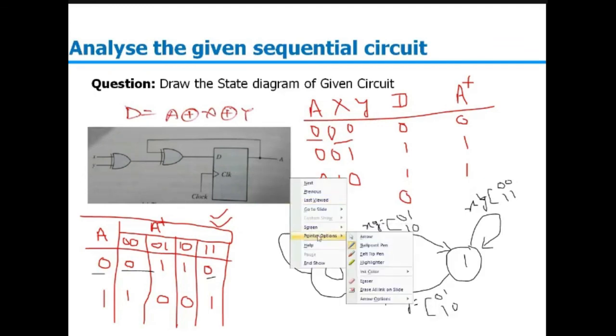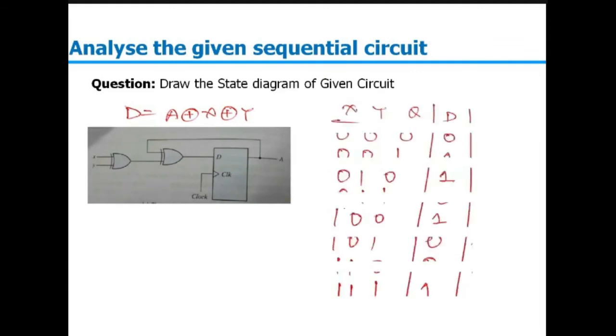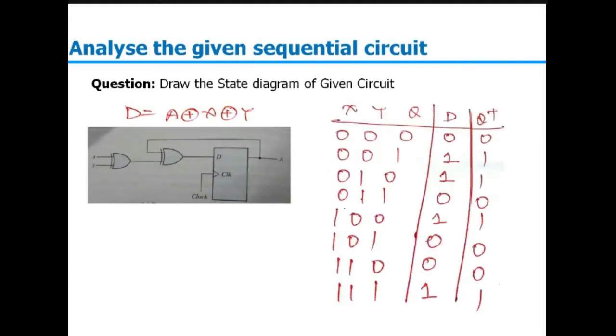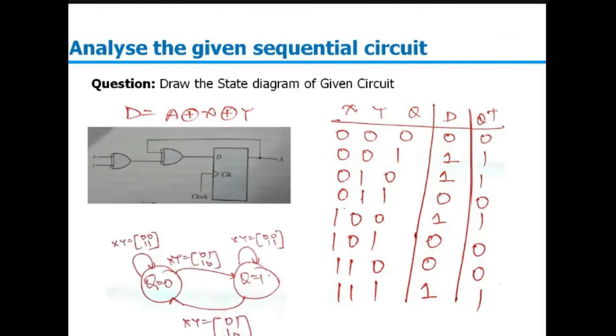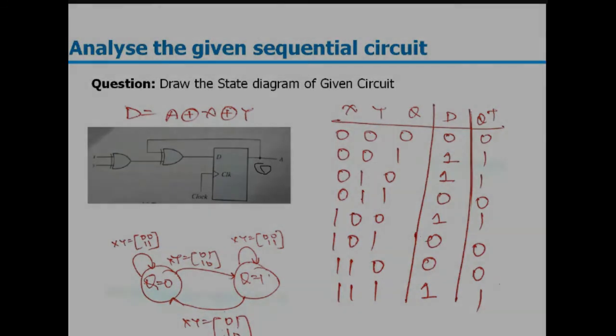So let's see what we have discussed till now. This is the table that we drew. This will be the Q plus or A plus, and this will be the state diagram. Q is 0, Q is 1 in this case. When XY is 0, 0 or 1, 1, we are in the same state. When XY is 0, 1 or 1, 0, we are changing the states. So this completes your analysis of sequential circuits using state diagrams.